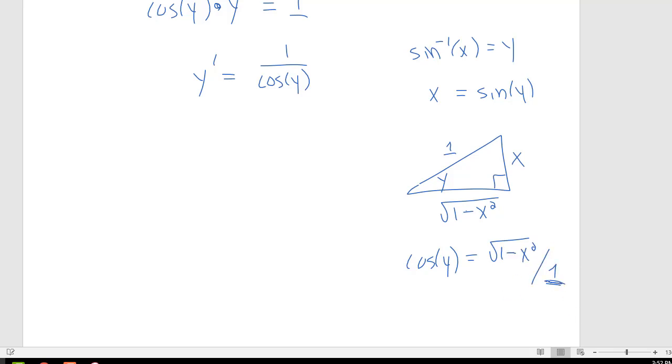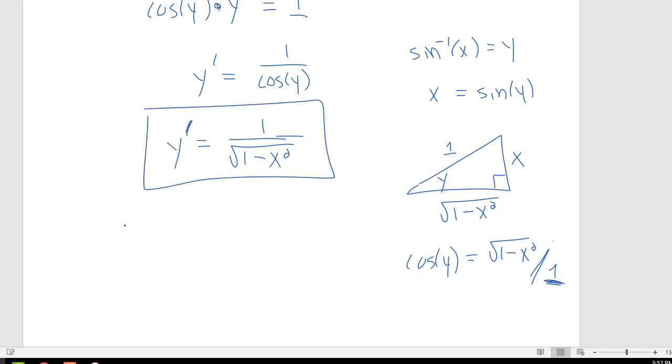Which, of course, I don't really need the 1 in the denominator. So cosine of y is really square root of 1 minus x squared, right? So y prime is really 1 over square root of 1 minus x squared. So officially, what we're saying here is the derivative of the inverse sine function is 1 over the square root of 1 minus x squared.